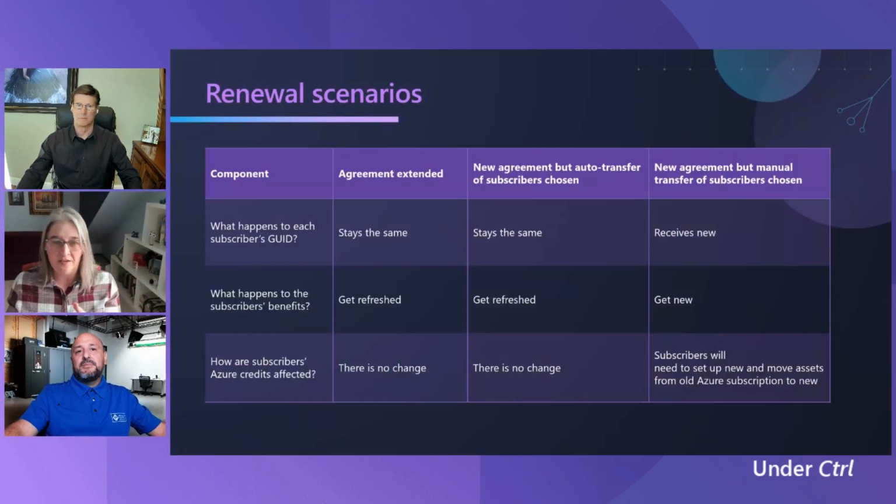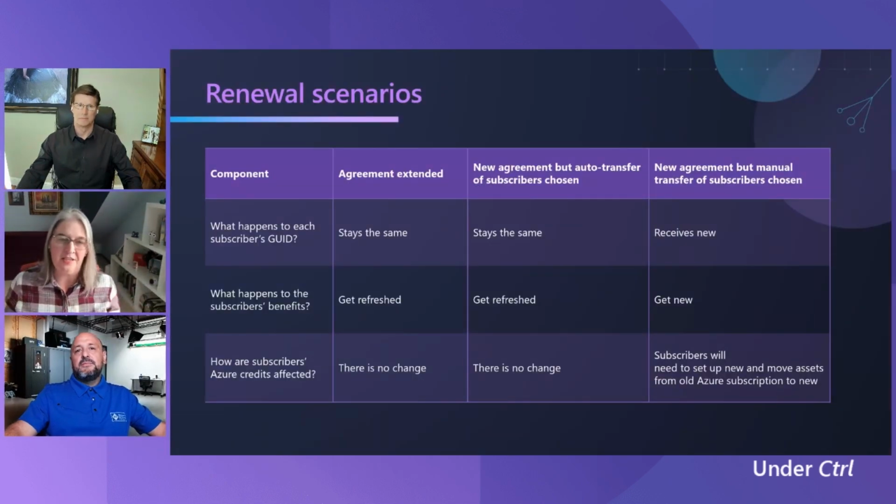Okay. No, I was saying that we did a live walkthrough of exporting subscribers and moving them over in a previous episode. So that's great. But can you just summarize for me the 3 different scenarios that you might find yourself in as an admin once your agreement has expired? Sure. So there's that agreement extension and nothing changes.